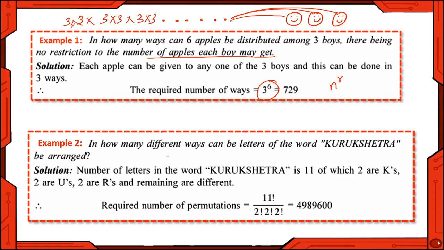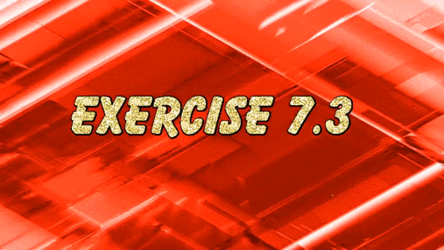Second example: in how many different ways can the letters of the word Kurukshetra be arranged? Here, how many total letters? 11. Out of which 2 Ks, 2 Us and 2 Rs. Remaining all are different. So the total number of permutations will be factorial n upon factorial p into factorial q into factorial r, and the total number of permutations are these.